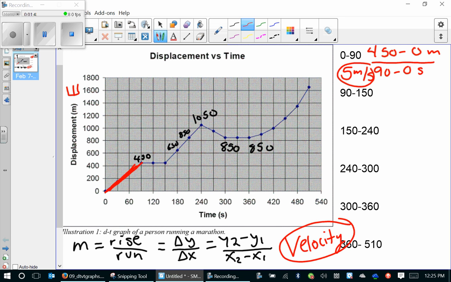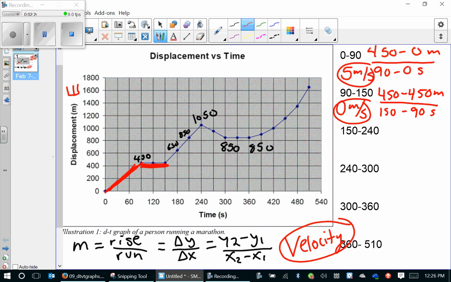Now what happens between 90 and 150 right there? Well, we don't move. We stay at 450. And our time, these are every how long? 30. So 150 minus 90 seconds. Well, we have 0 meters per second is what that would calculate to. We have no velocity at this time. So you can imagine they ran somewhere and then they stopped for 60 seconds.